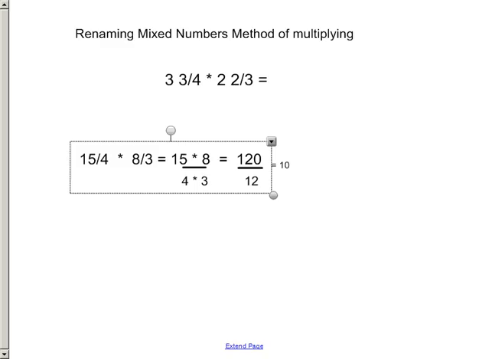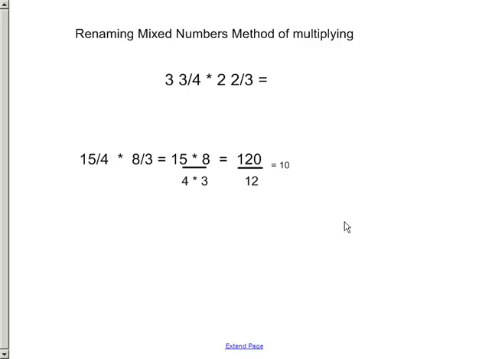This slide shows the same number being multiplied, but this time with the renaming method. So I've got two mixed numbers and I'm going to change them into improper fractions. 3 3/4 is the same as 15/4. 2 2/3 is the same as 8/3. Now I have two fractions where I can multiply the numerators, 15 times 8, multiply the denominators, 4 times 3. When I do that, I get an improper fraction.